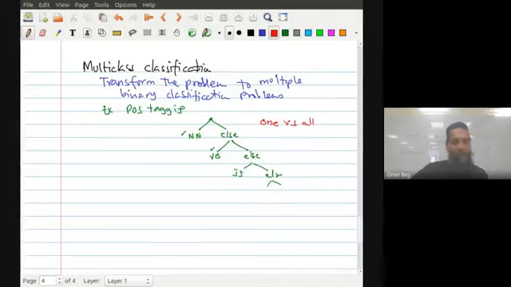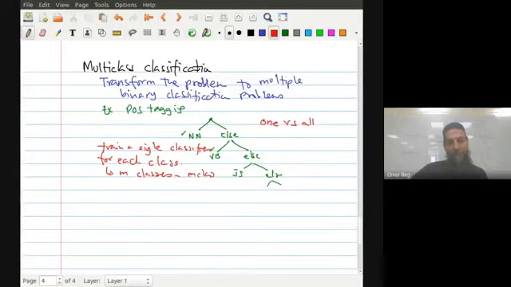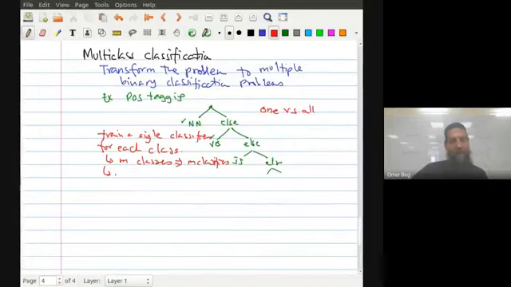Right? So in this strategy, we train a single classifier for each class. So that means if we have m classes, we have m classifiers. And that would produce a combined confusion matrix. See?